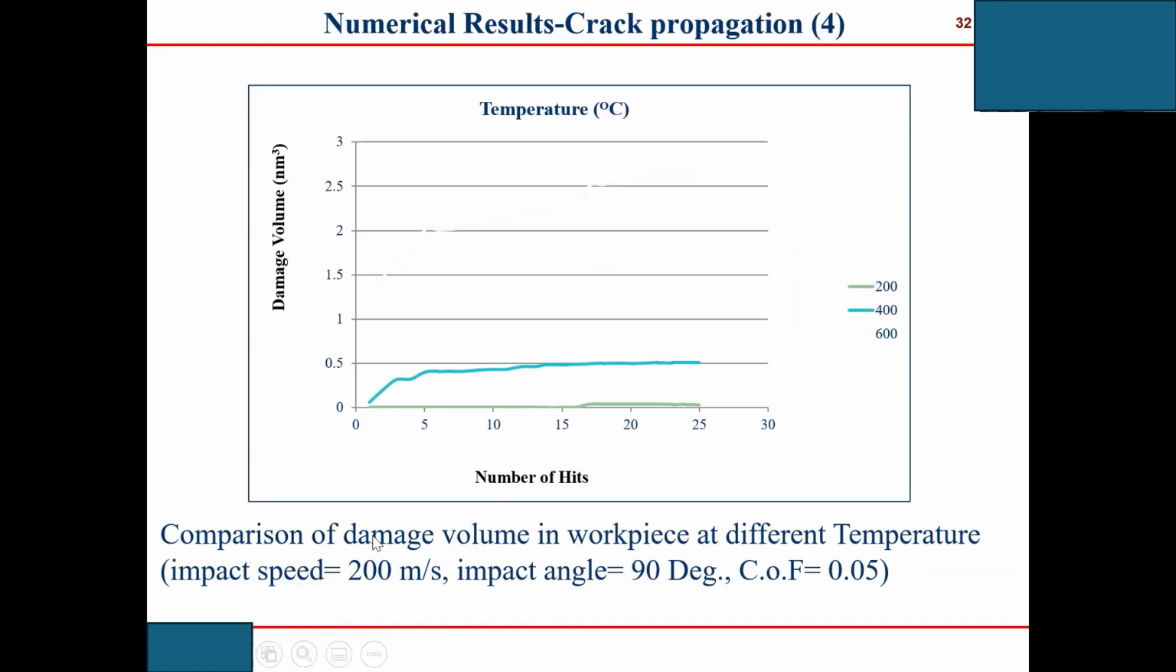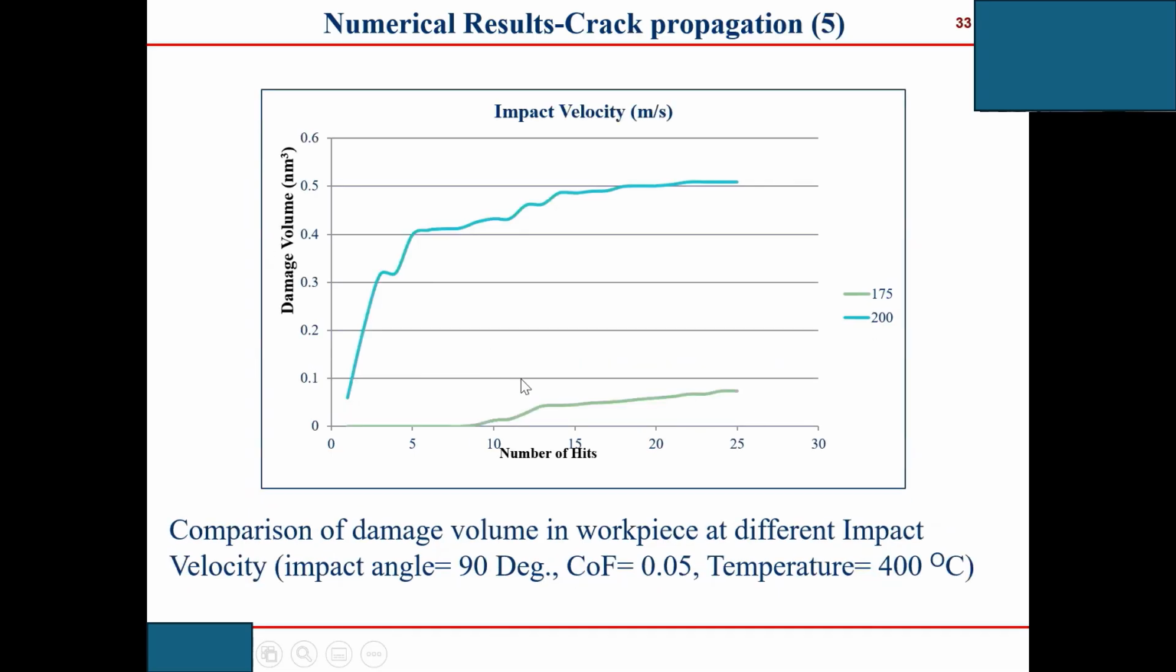This is the comparison of damage volume in the workpiece at different temperatures: 200, 400, and 600. For 200, from here to here, below 15 or 17 pieces, we don't have any damage. But for this one, at the very beginning, we will have some pieces and damage volume. Also here, as the temperature gets higher, it is much easier to get damage. Damage means material removal.